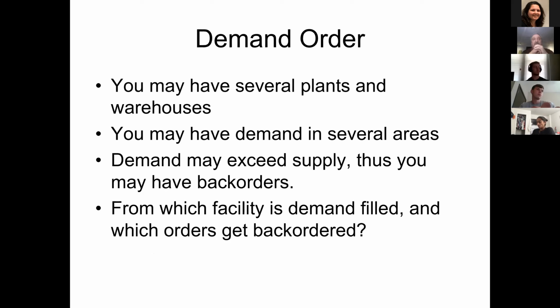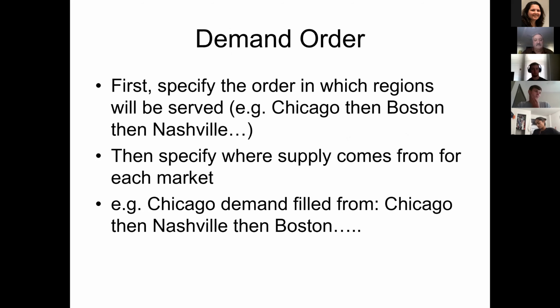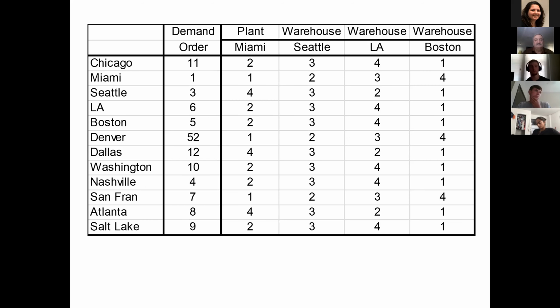The demand order specifies how you're going to fulfill your demand. So you're going to have demand in 12 different cities. Where do you want to fill that demand from? From which plants and from which warehouses? I'm not going to worry about that right now because in the beginning you only have 1 plant and that's it. So there's really no decision to be made there. But this kind of shows how it would work later on.